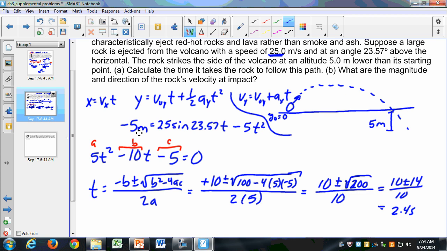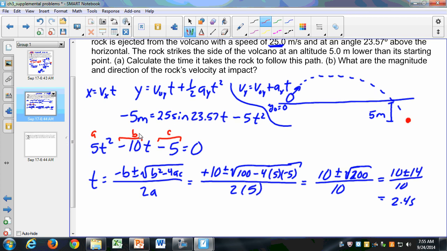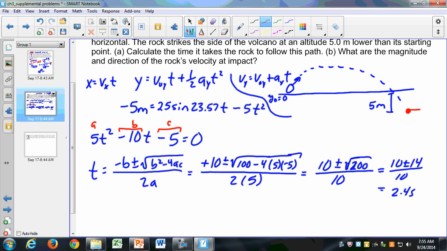Alright. And then if we want to know the magnitude and direction of the rock's velocity at impact, remember these are just functions, so I can determine the velocity in the x direction and the velocity in the y direction. Well, I know the velocity in the x direction is just the x component of the velocity, and then I can determine the velocity in the y direction at that time at 2.4 seconds just by plugging into that. So those are just functions, and so we need to know the x and the y components of the velocity at this point. Y'all can tell me what those are when you get them.